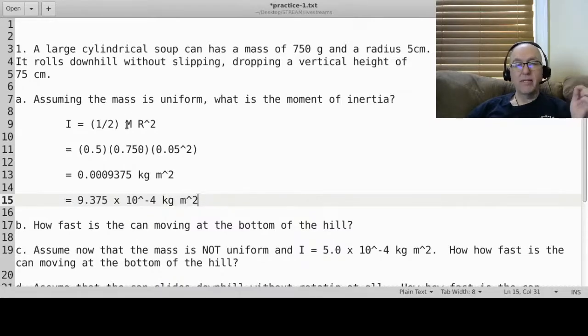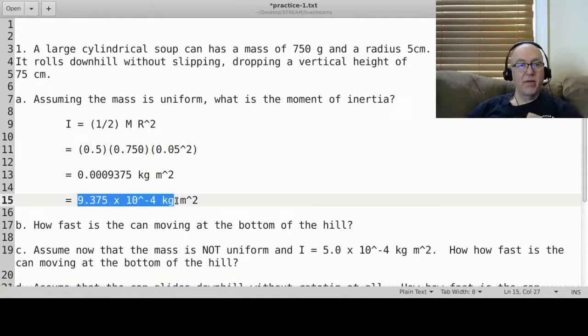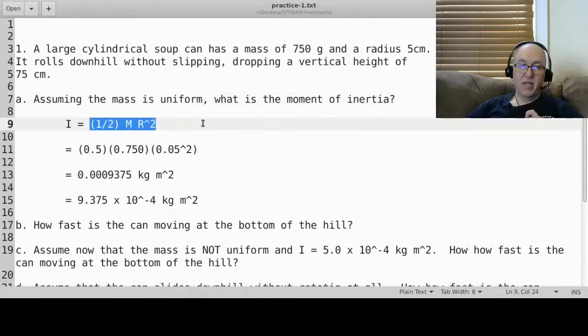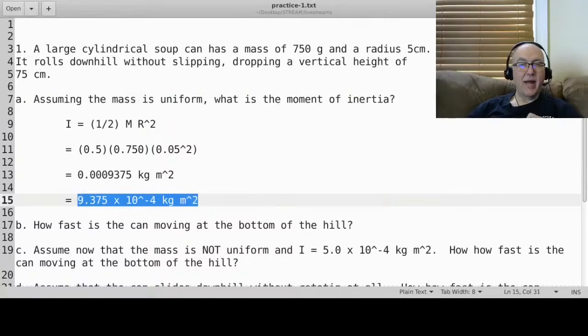What's making the number small is not so much the mass, but the radius of the cylinder. But there it is. That answers the first question. So assuming that the mass is uniform, in which case that formula holds, what is the moment of inertia? And the answer is that right there.